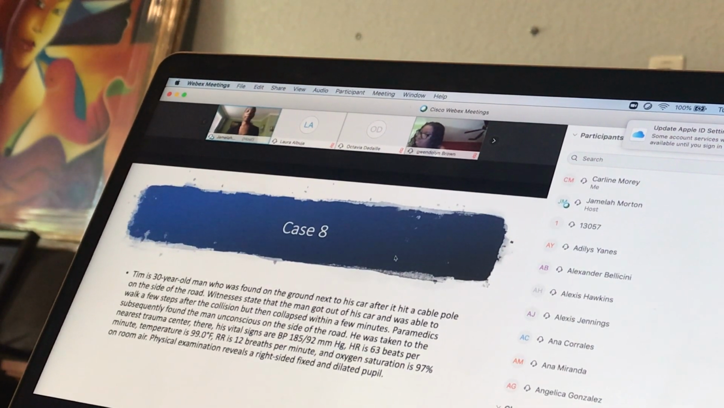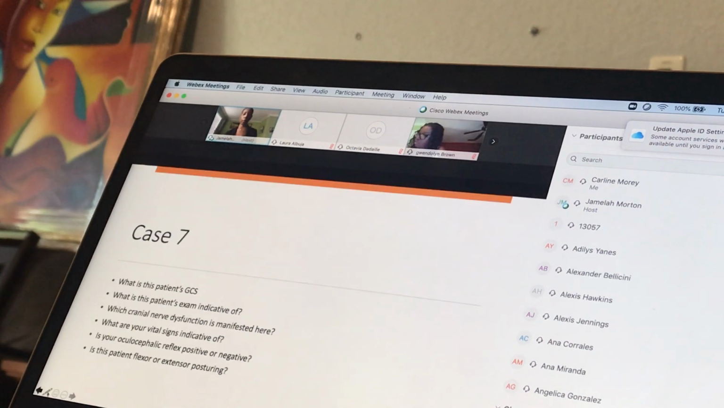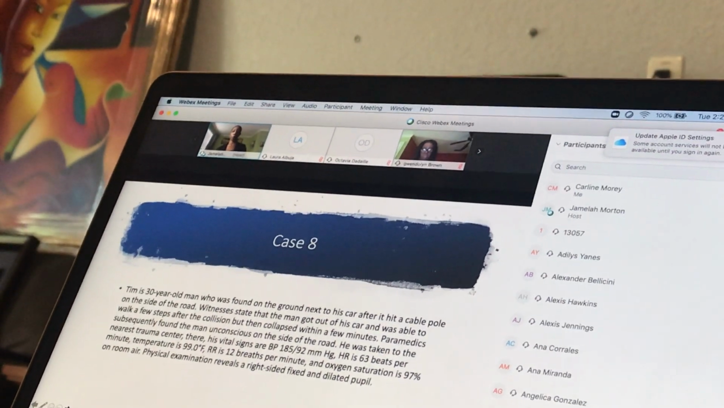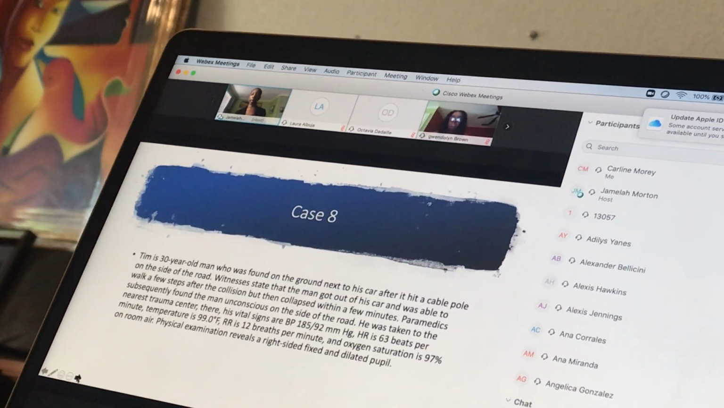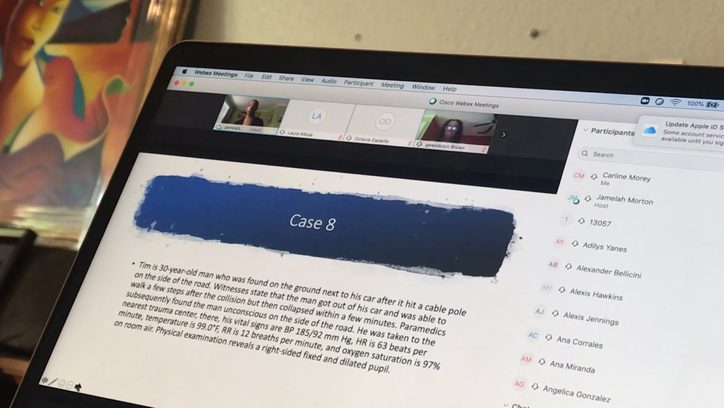All right, guys. We're getting there. We're getting there. Intubation or ambu bag. This is case number 8. Tim is a 30-year-old man who was found on the ground next to his car after it hit a cable pole on the side of the road. Witnesses state that the man got out of his car and was able to walk a few steps after the collision, but then collapsed within a few minutes. Paramedics subsequently found the man unconscious on the side of the road. He was taken to the nearest trauma center.